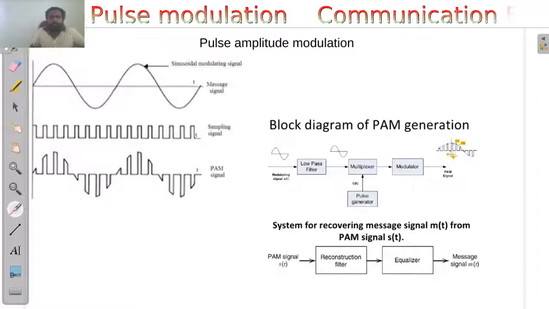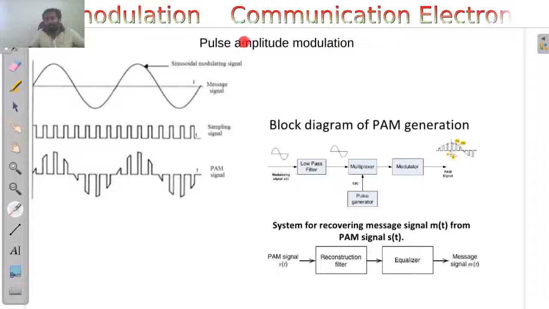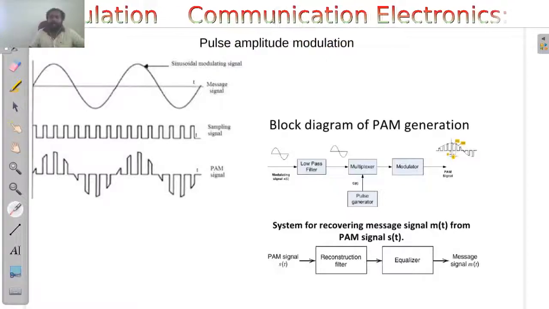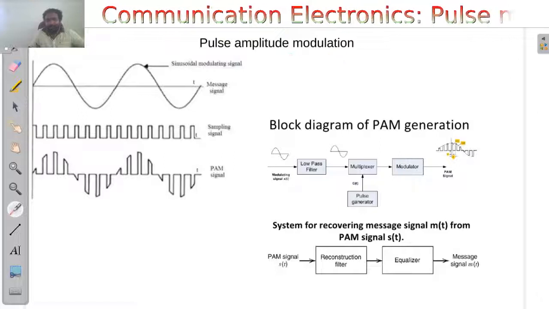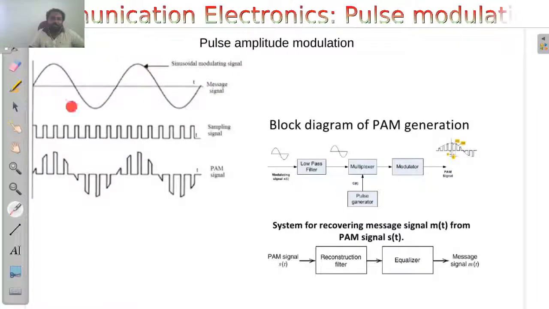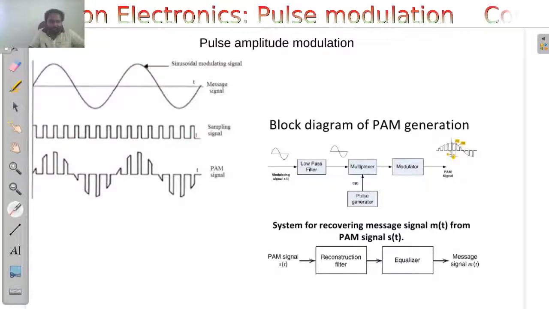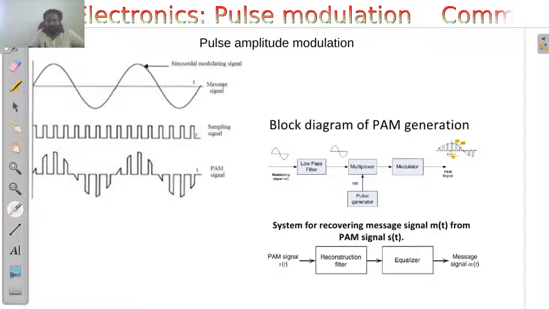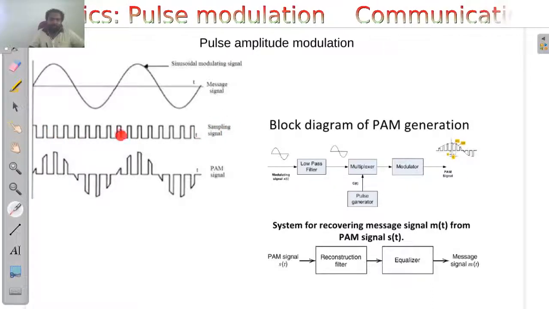Alright, let us now consider our first candidate, that is pulse amplitude modulation. The first of the analog pulse modulation, that is pulse amplitude modulation. So this is our message signal. This, as usual, we have taken a sine wave, and this is our carrier signal, which is a train of pulses. So this is our sampling signal or the carrier signal. So this is our carrier.